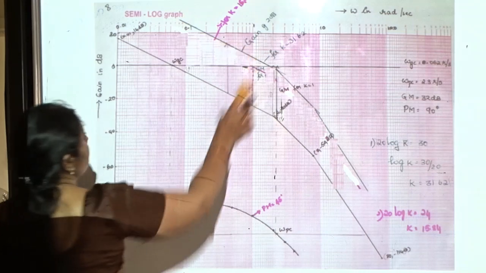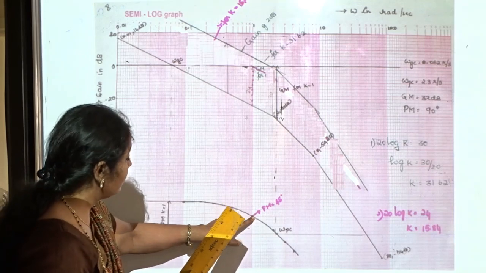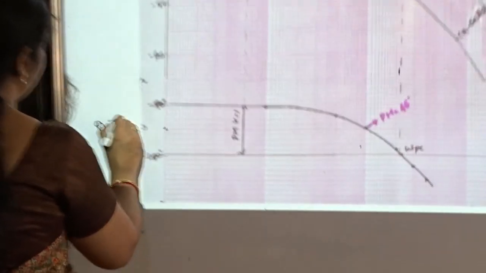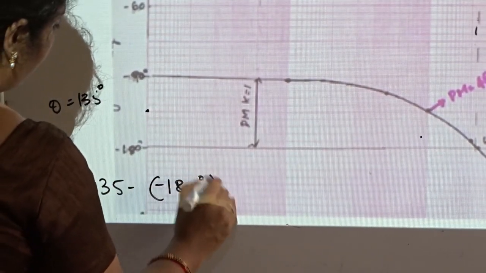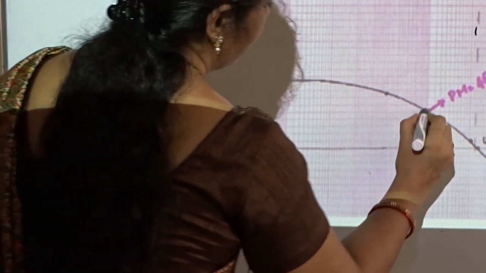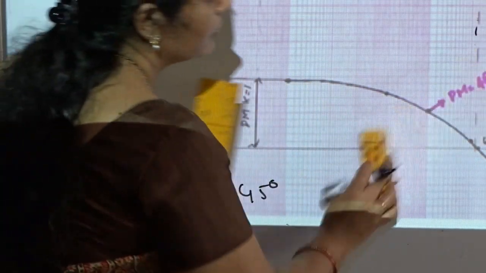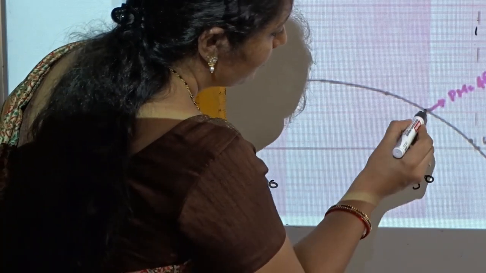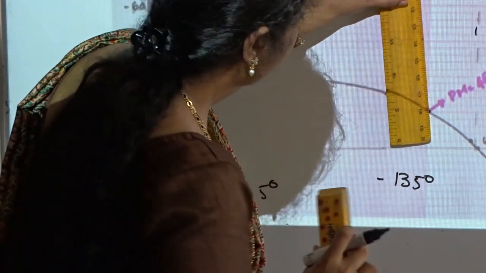Now the second case they have asked is with a phase margin of 45 degrees. Where will you get a phase margin of 45? When the phase angle is minus 135 degrees, because minus 135 minus minus 180 degrees will give you 45 degrees. So where is minus 135 on the phase plot? It will come here.